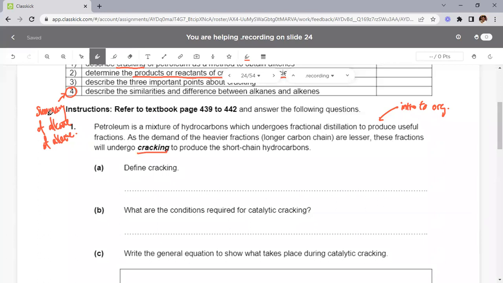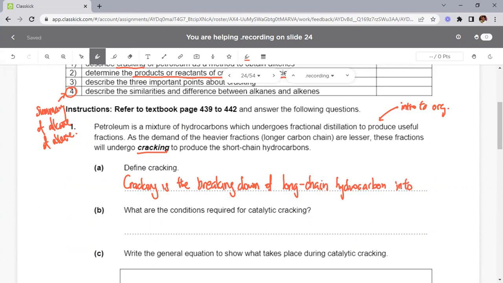So what exactly is cracking? Cracking is the breaking down of long chain hydrocarbons. Take note, it's a long chain one. For example, bitumen is a long chain hydrocarbon. So we break the bitumen down into smaller molecules. Literally, you're taking the big molecule and breaking it into smaller pieces.